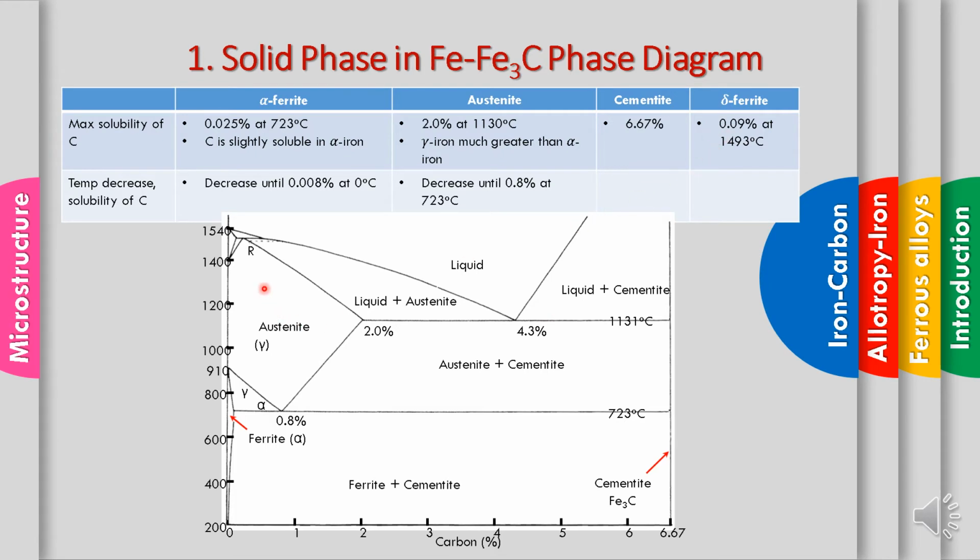And then for the delta ferrite, in this region, basically, after this we will see the bigger size of this shape, and this delta ferrite is in this region at 1493 degrees Celsius. So the percentage of carbon is 0.09. As the temperature decreases, the solubility of carbon decreases until 0.08 percent at this point, and then decreases until 0.8 at 723 degrees Celsius.